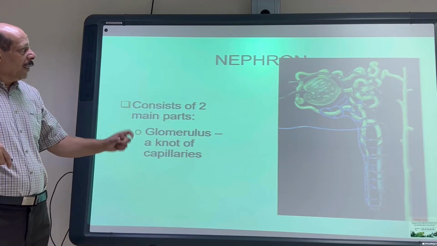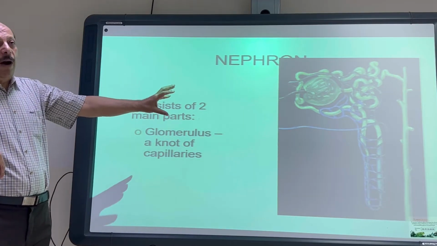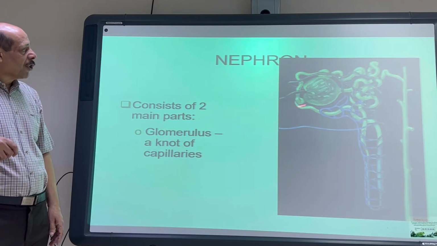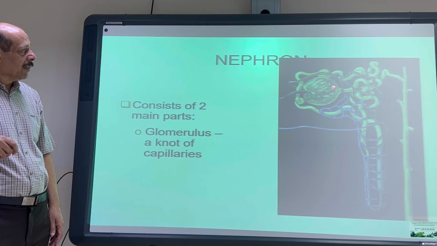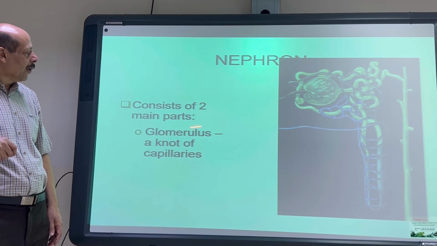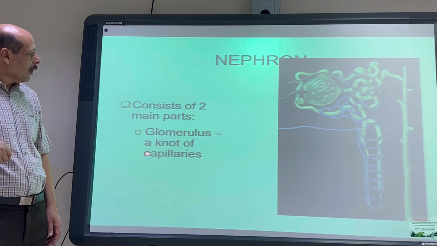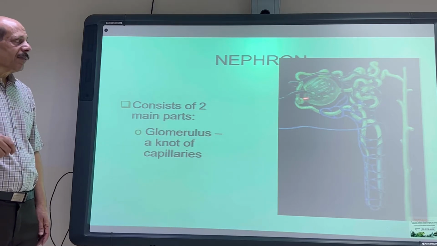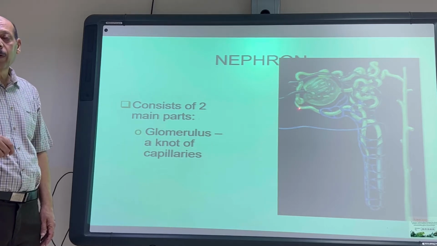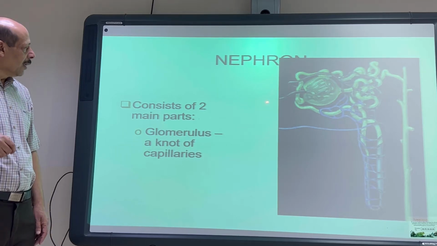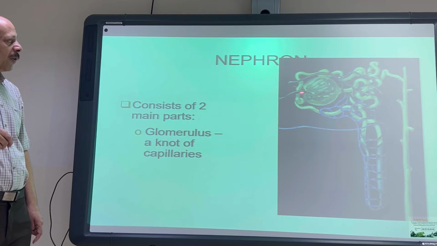The nephron consists of two main parts. The first part is the glomerulus. This part here is the glomerulus, which is a network of capillaries inside the glomerulus.